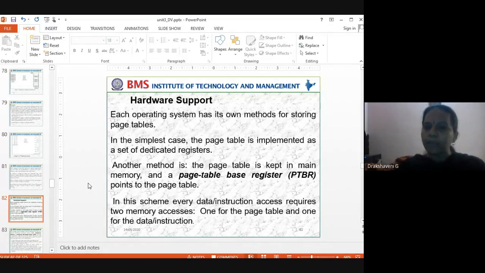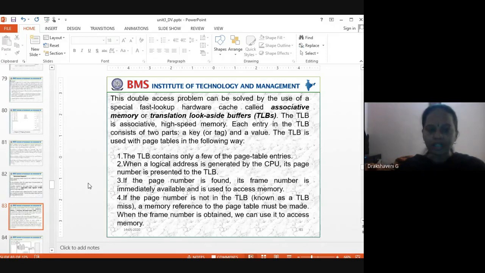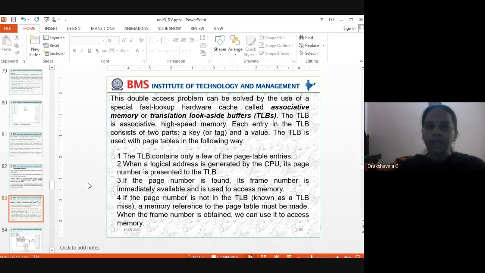Page table base register. In this scheme, every data and instruction requires two memory accesses: one for the page table and one for the data or instruction. This double access problem can be solved by using a special fast lookup hardware cache called associative memory or translation look-aside buffer, TLB.